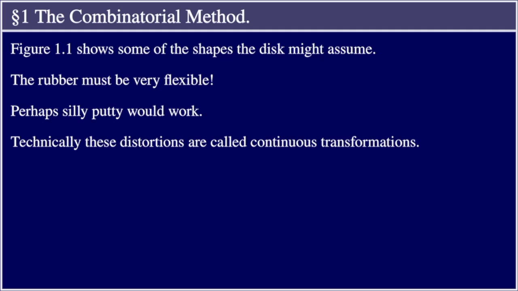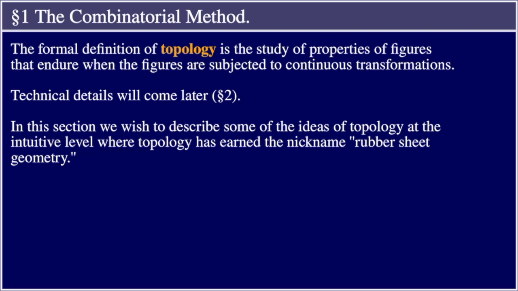The rubber must be very flexible. Perhaps silly putty would work. Technically, these distortions are called continuous transformations. The formal definition of topology is the study of properties of figures that endure when the figures are subjected to continuous transformations. Technical details will come later, in Section 2. In this section, we wish to describe some of the ideas of topology at the intuitive level, where topology has earned the nickname rubber sheet geometry.